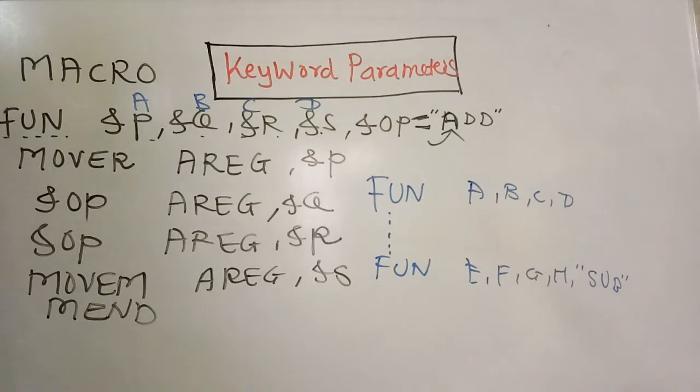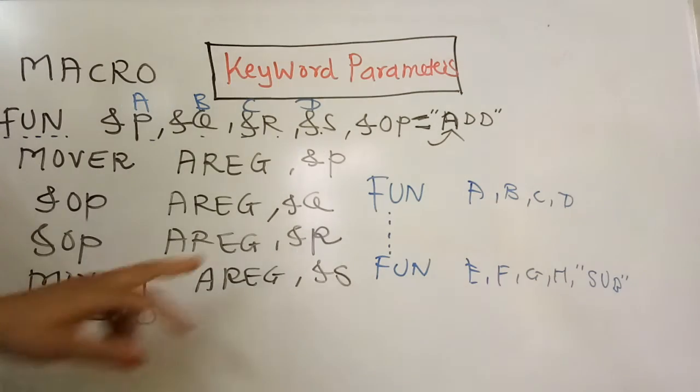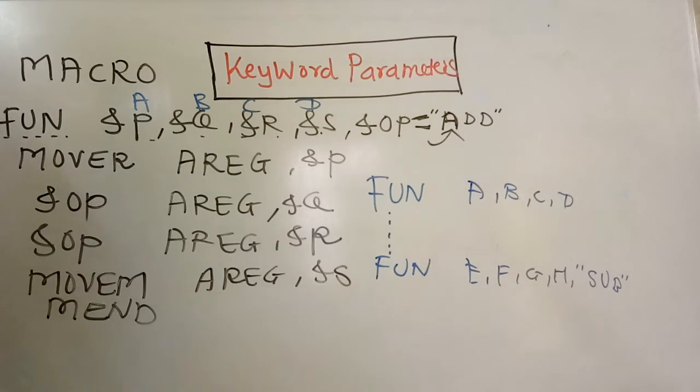Now, keyword parameters are always used in the place of a mnemonic instruction or in the place of operand 1. The values of the keyword parameters are always keywords, like add, subtract, a register, b register, less than, equal to, which are the different facilities available in assembly language programming.